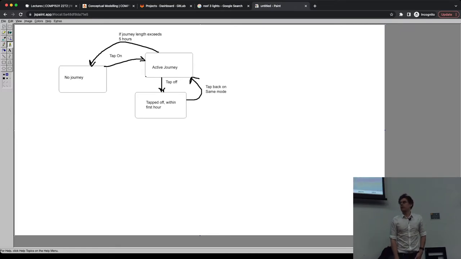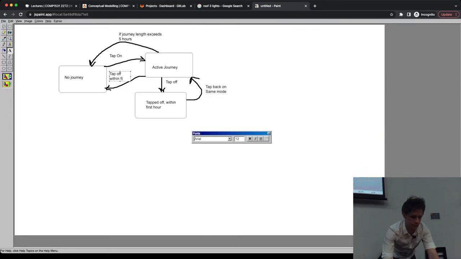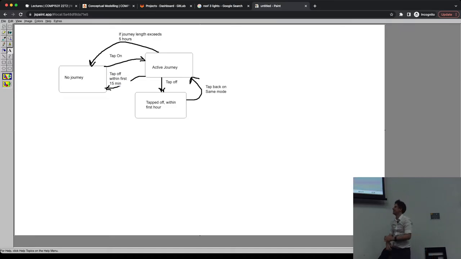So how do we represent that? Well, okay, you think, well, this is pretty easy. I'll just put another line here that says active journey to no journey, and I'll put like a tap off within first 15 minutes. What a horrible tool.